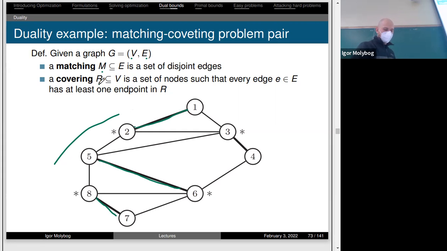disjoint. A subset of the set of vertices is a covering if it is a set of nodes such that for every edge E there is at least one element from the covering R that is the border of the edge, meaning that it is an endpoint for this edge. In this particular example, the set consisting of node 2, node 3, node 6, and node 8 is a covering, just because for any edge, whatever edge you pick, there is a node here that is an endpoint, and that belongs to the covering. Is it clear? Is the problem formulation clear?